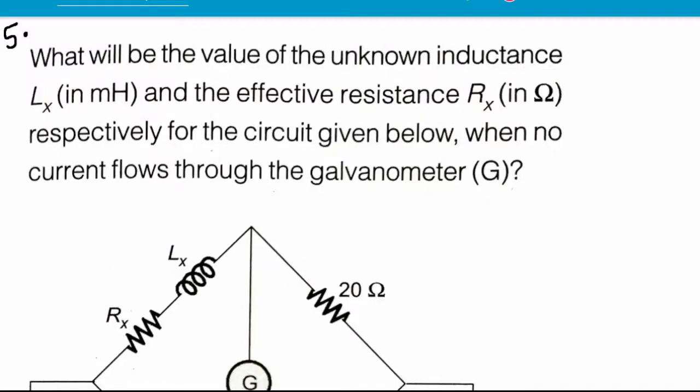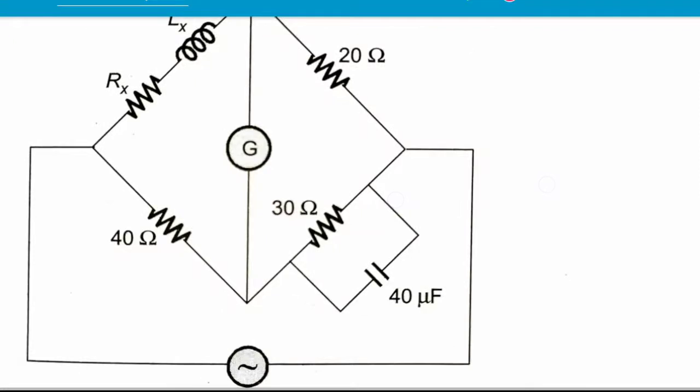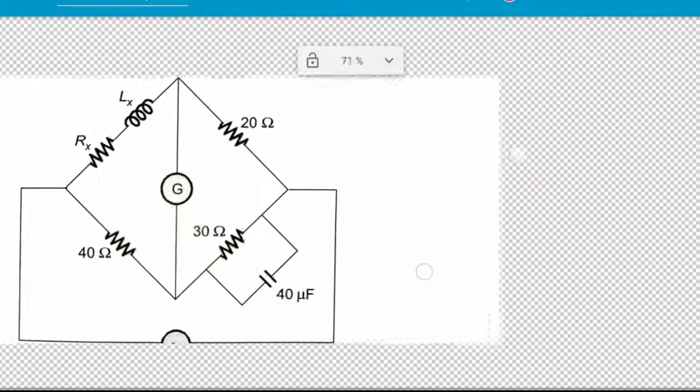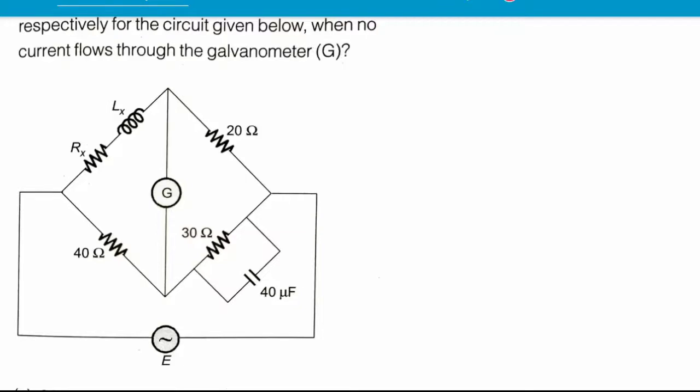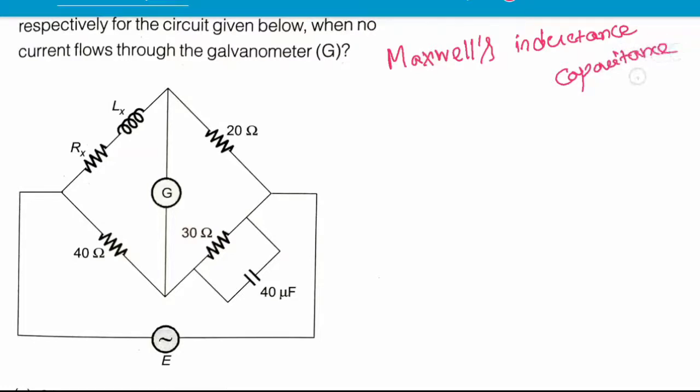Next question: what will be the value of unknown inductance Lx in millihenry and the effective resistance Rx in ohm respectively for the circuit given below when no current flows through the galvanometer? That means the circuit is in balanced condition. And what is this circuit? This is Maxwell's inductance capacitance bridge.